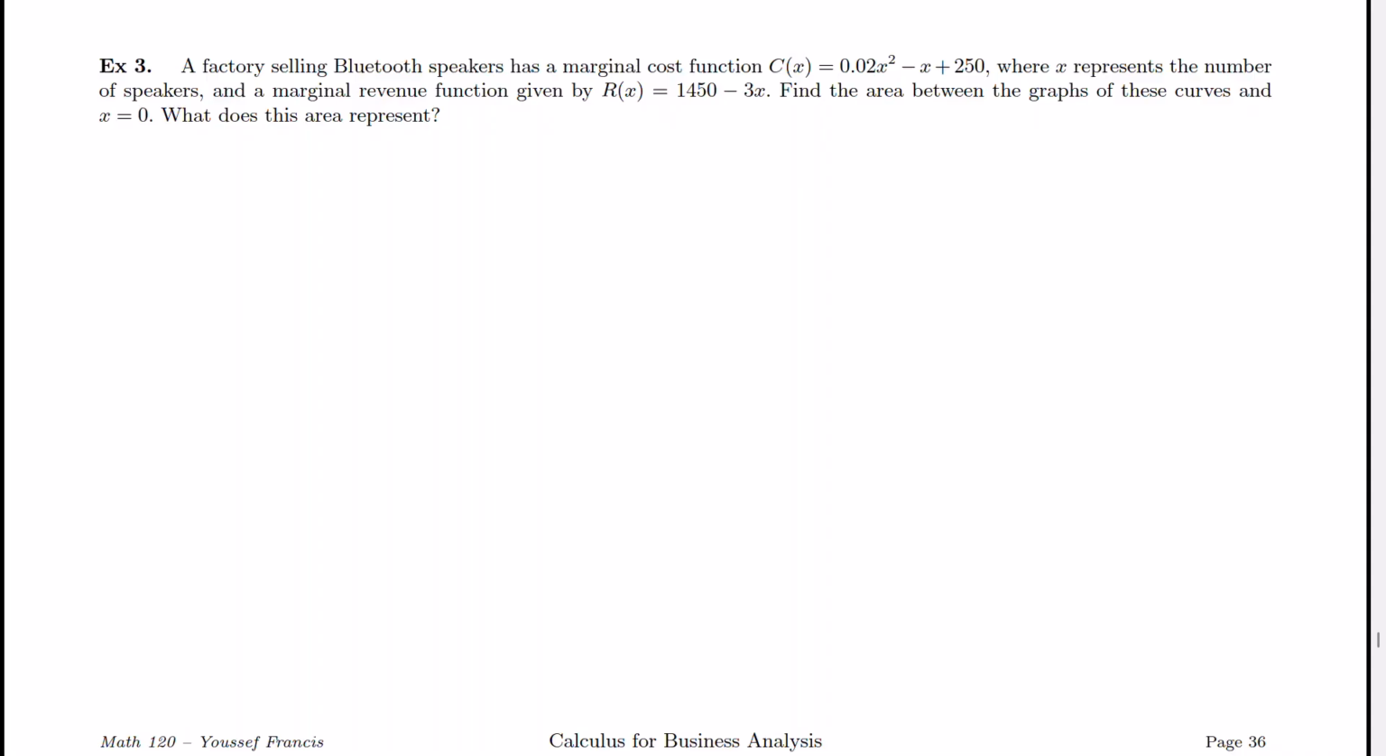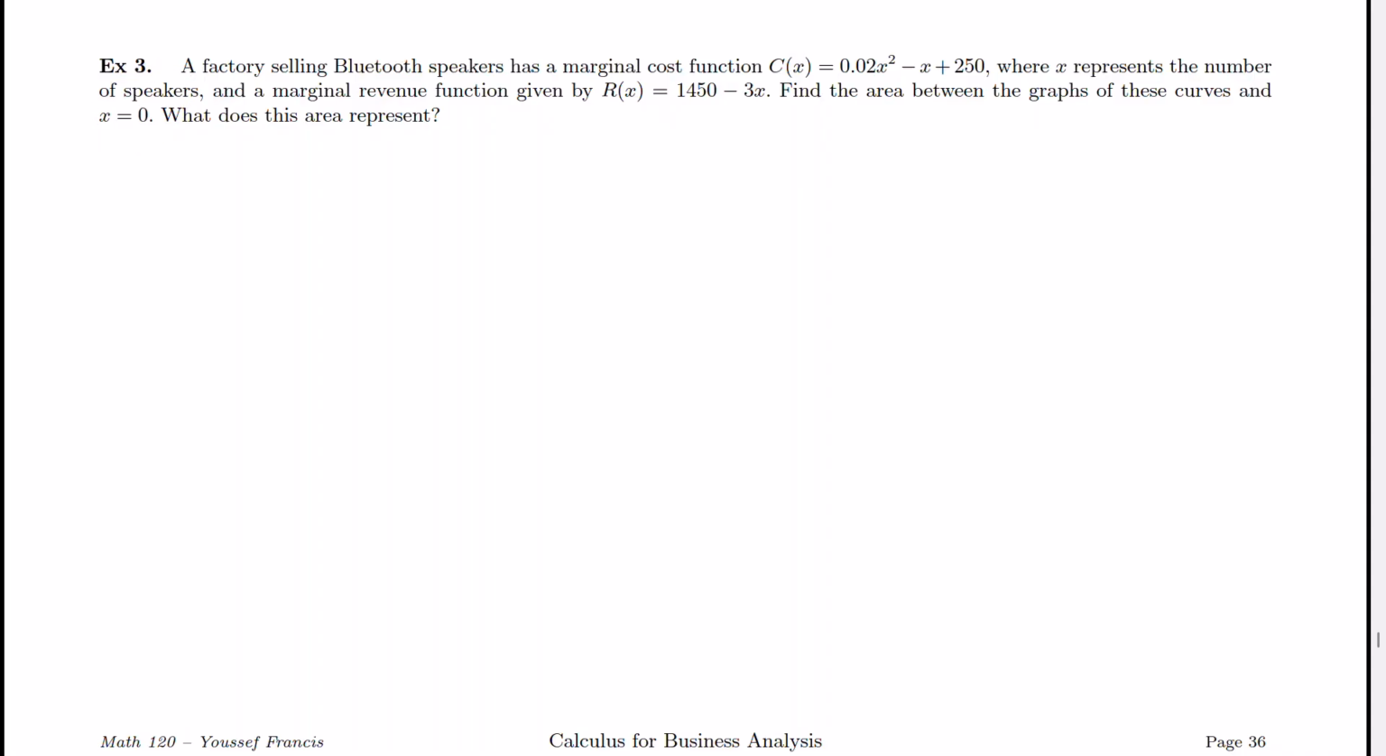So to begin with, I'll go ahead and go to my calculator and graph the function C of x and R of x and decide who's on top, who's on the bottom. I also need to know the intersection point, so it seems like the two curves are intersecting because they're only giving me one of the boundaries, which is x equal to 0.